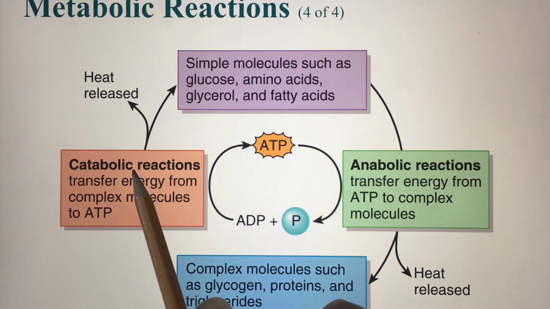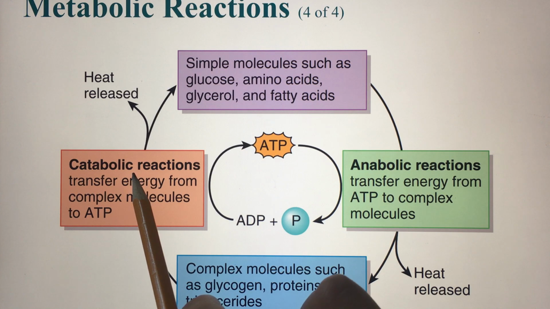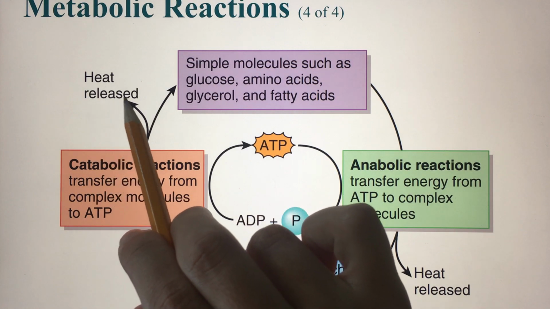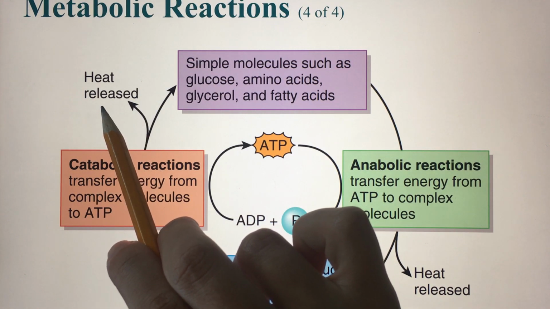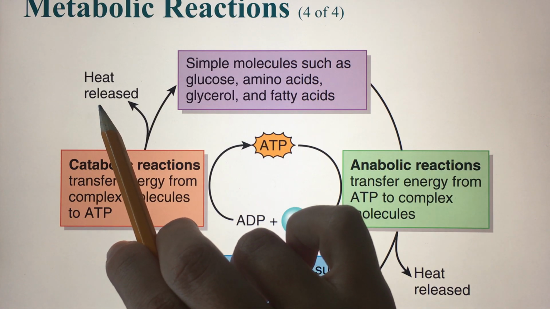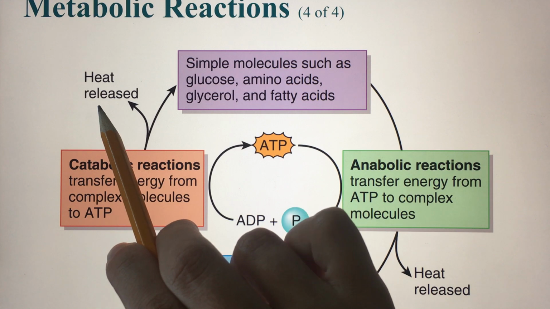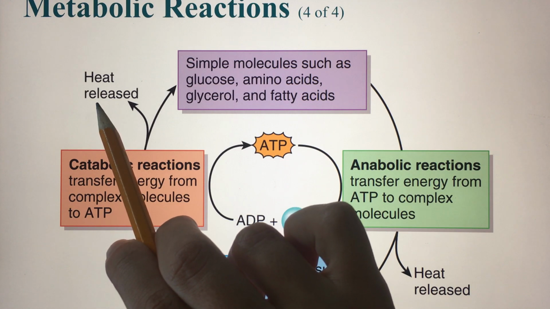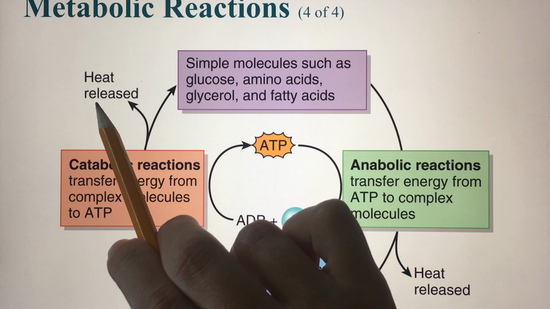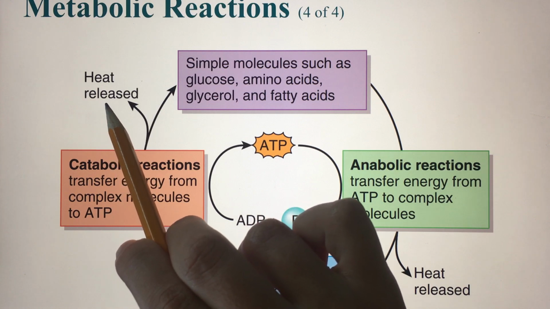In addition to the energy, catabolic reactions release large amounts of heat. This heat is used to keep the body temperature consistent, and a lot of it is also lost to the outside. So we can feel the heat radiating from our bodies because we have metabolism. If metabolism speeds up, increases, there's going to be more heat released from our bodies.